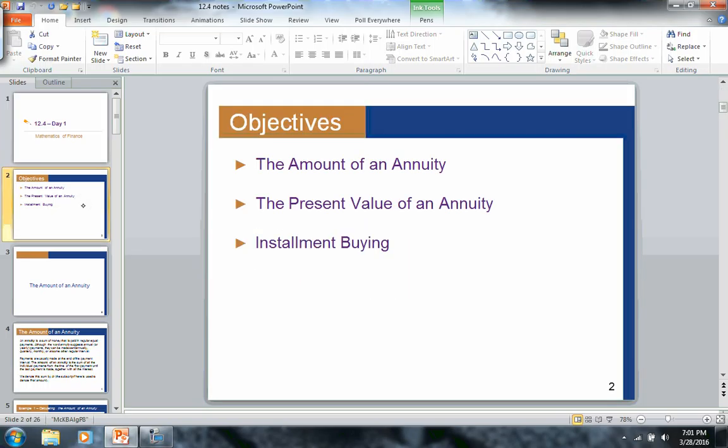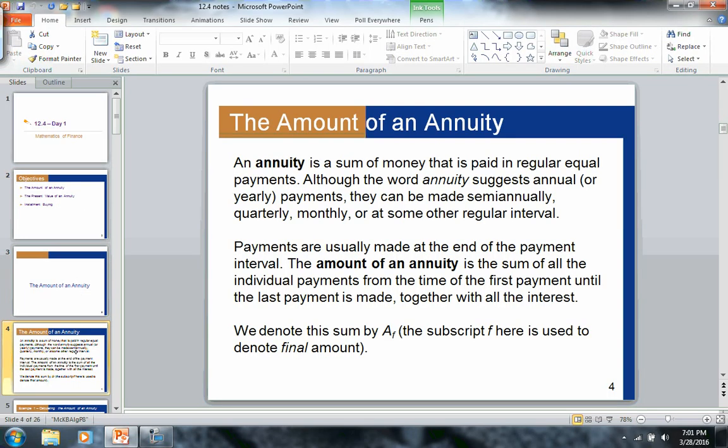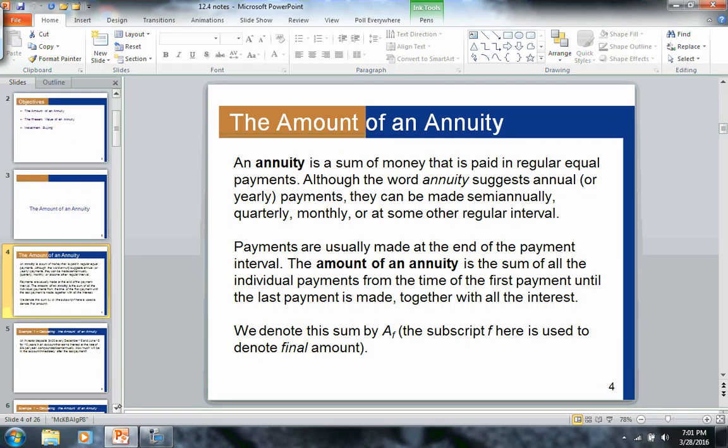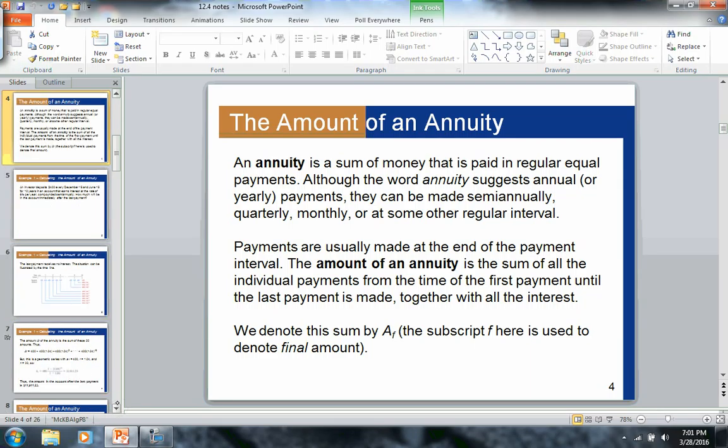And we're going to spend a couple days on these objectives, but for today, for day 1, we're going to talk about the amount of an annuity. And first thing we have to do is actually talk about what an annuity is. An annuity is a sum of money that's paid in regular equal payments.